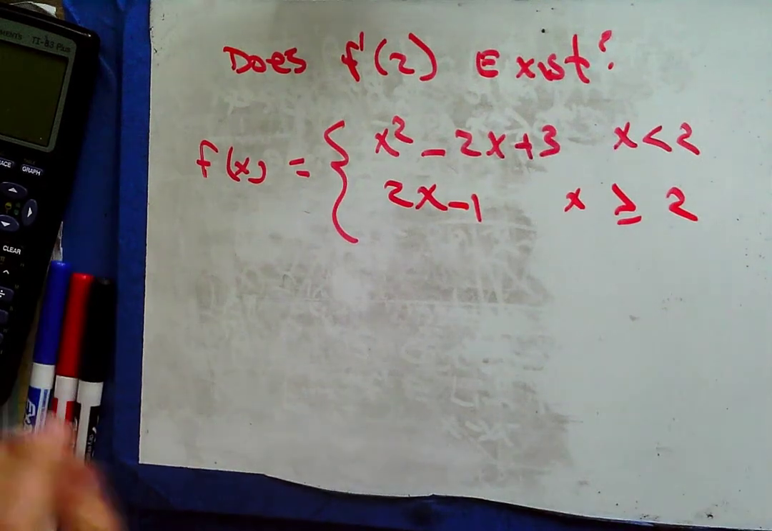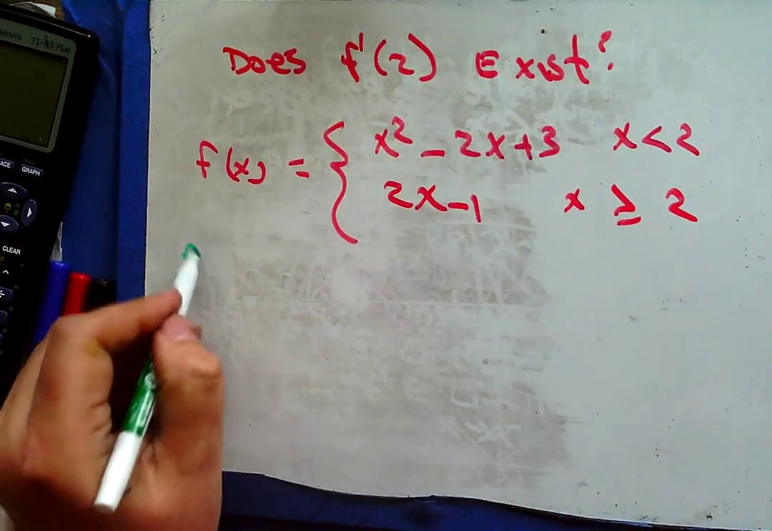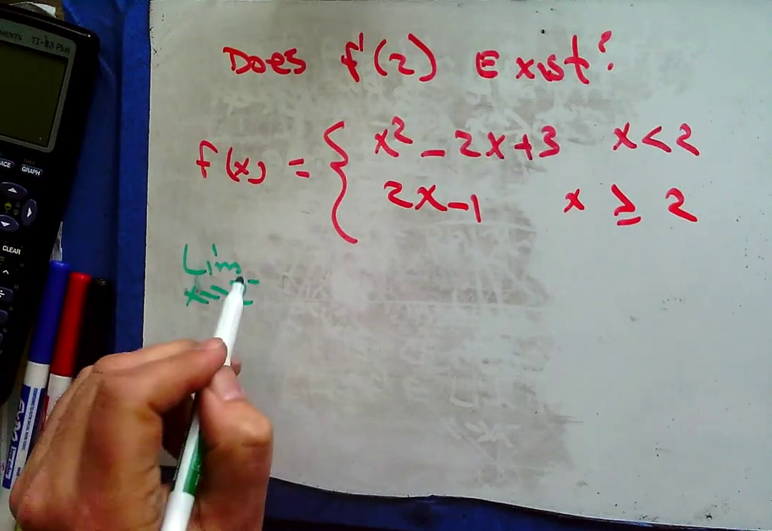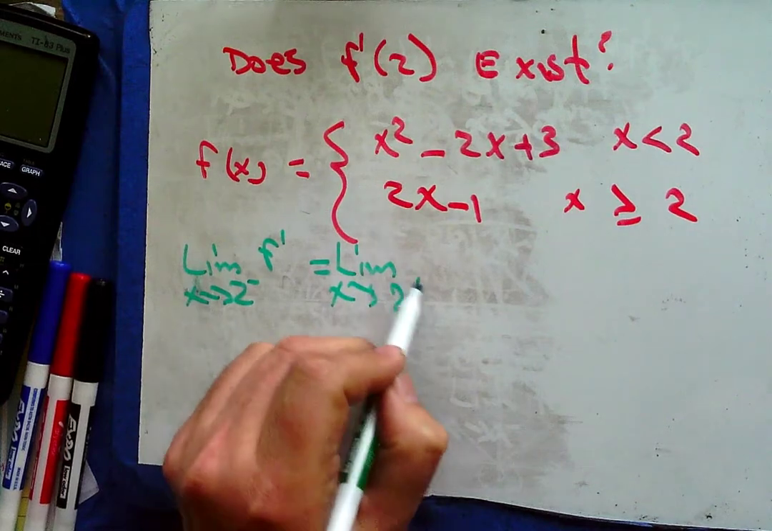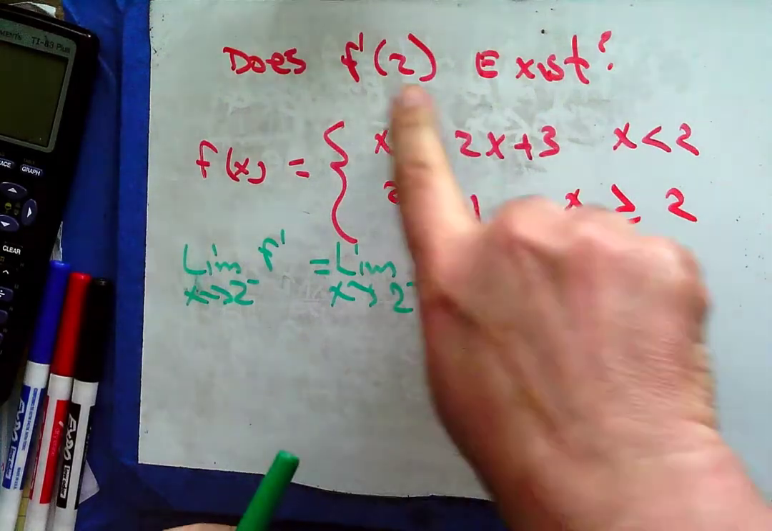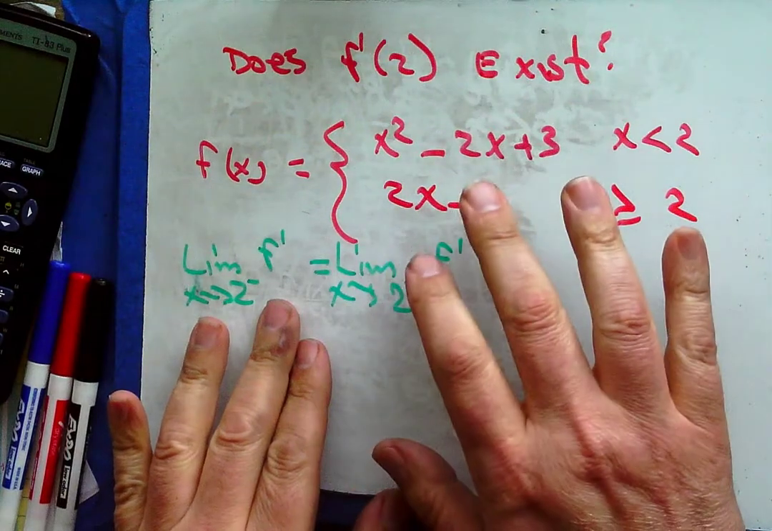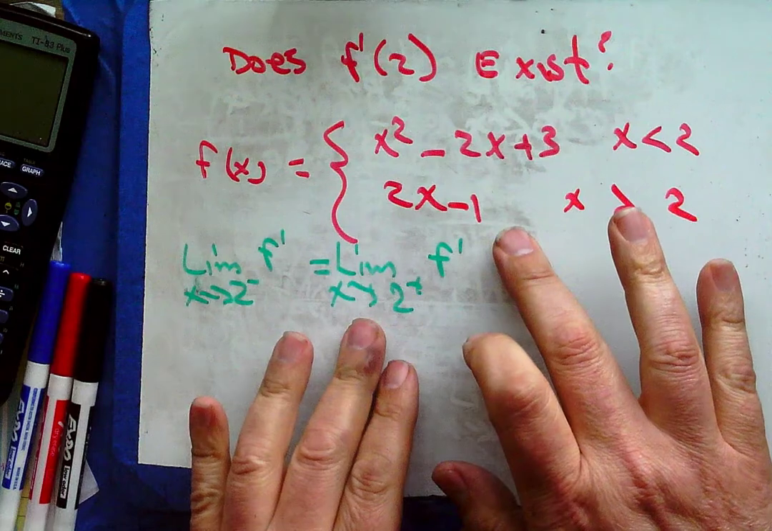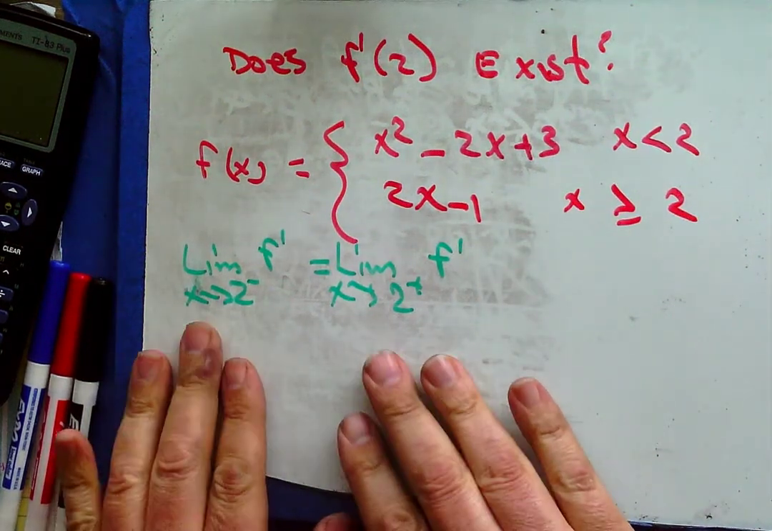Well, we know we need the limit as x approaches 2 from the negative side of f prime to equal the limit as x approaches 2 from the positive side of f prime. That's one of the things that we need in order to know if f prime of 2 exists. So let's go about using our limit definition of the derivative on this and on this to find what would be the limit of the slopes from both sides.